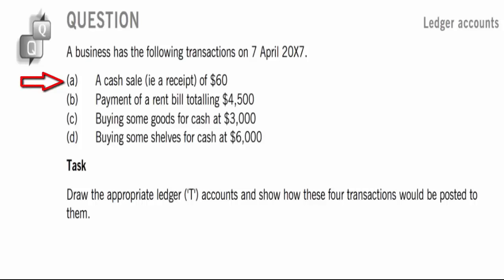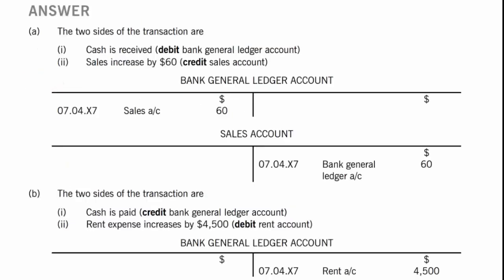Transaction A, a cash sale worth $60. The business sells goods and receives $60 in cash. Here's what happens. 1. Cash, an asset, increases because the business gets $60. This is recorded as a debit in the bank general ledger account. 2. Sales, income, increases because the business earns $60 from selling goods. This is recorded as a credit in the sales account.